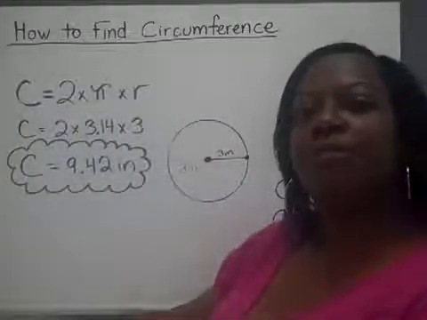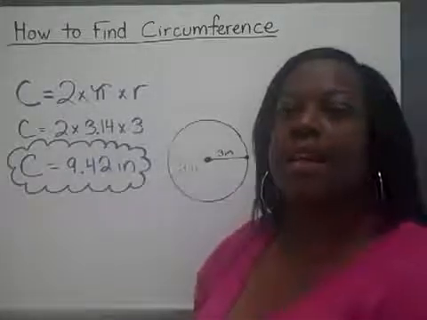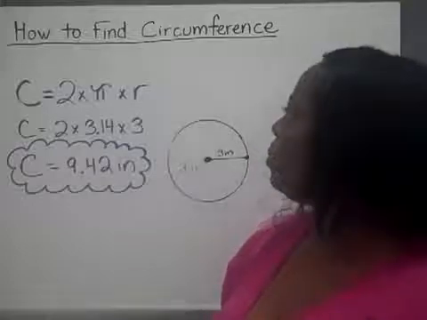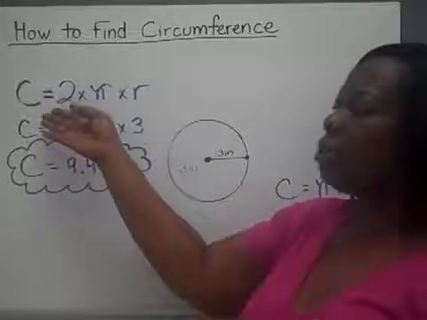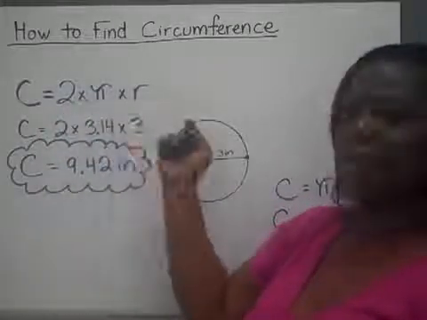Now, how to find circumference. Many times they will give you a circle and ask you to calculate the circumference. There's actually two formulas you could follow. If they gave you a circle and the radius, you may use this formula. Circumference equals 2 times pi times radius.